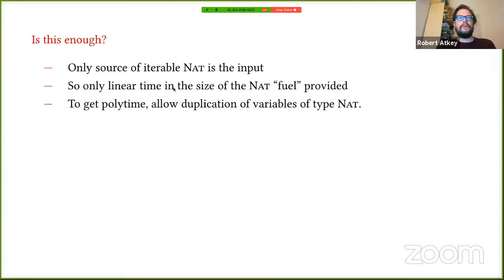So in order to get up to polytime again, we're going to allow duplication of these variables of type nat. And amazingly, this still leads to a system where we're restricted to polytime. So we're not allowed to duplicate variables of higher order type, because that would allow us to get this problem from earlier. But we are allowed to duplicate values of any first order type. So we are allowed to duplicate values of type nat, even though we can iterate on them.